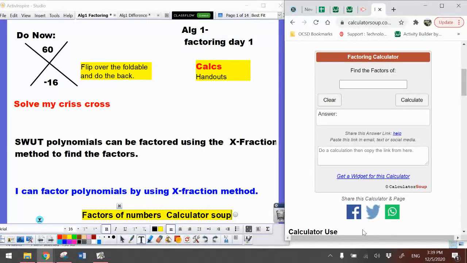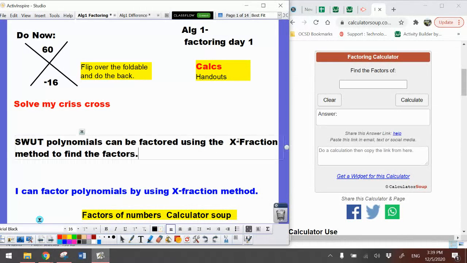Okay, so we're going to start by factoring. And we're actually going to use what's better called, I think, the Xbox method. Because we're going to pull back to the area model to help us factor. The area model to help us factor.